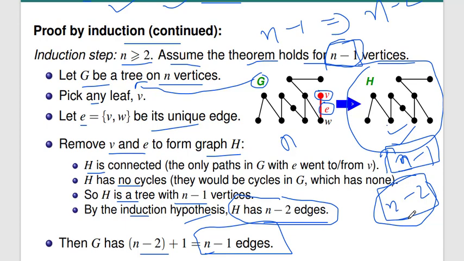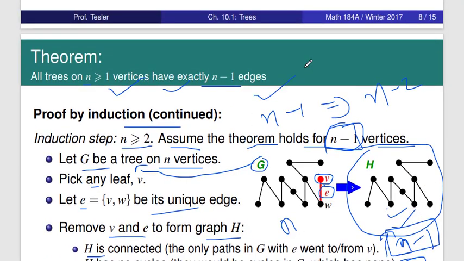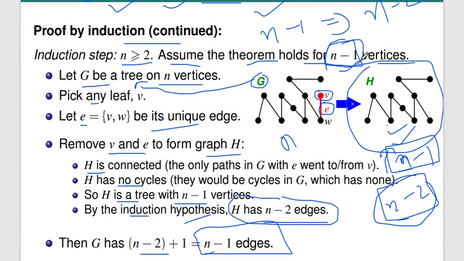Yes, this graph has n minus 2 edges. Assume that this statement is true for n minus 1 vertices. So now we have arrived that this graph has n minus 2 edges. We have removed one edge to become this graph.